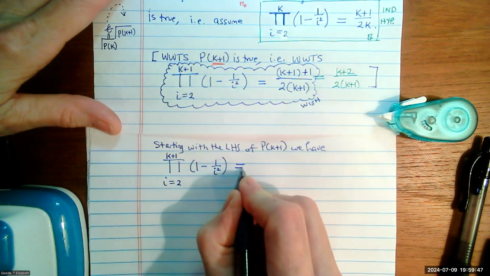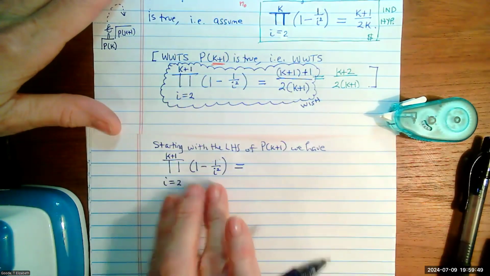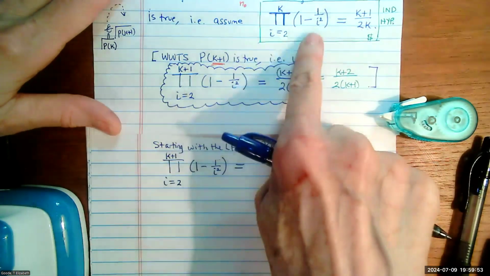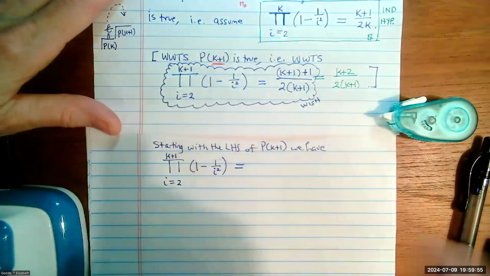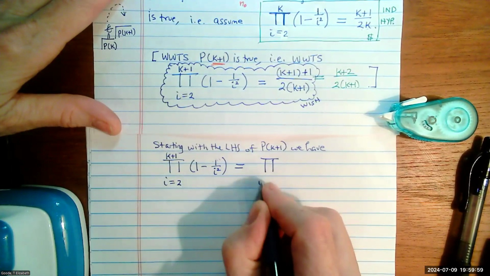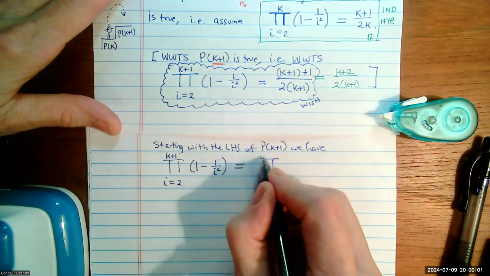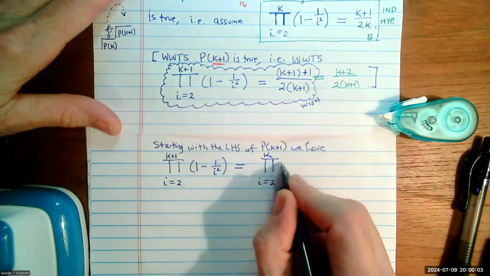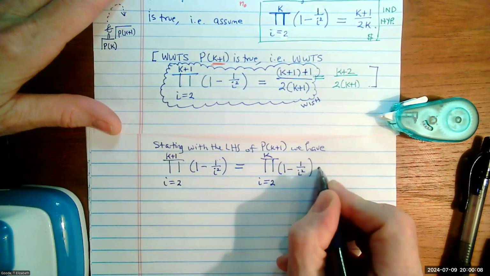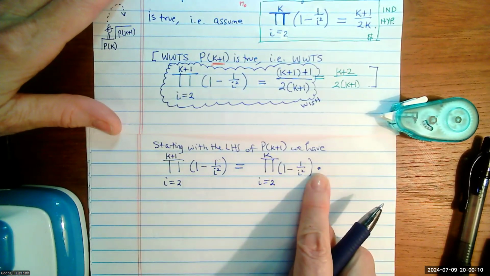All right, so now we're going to just say, okay, this is what we've got. We want to use this. How do we get this from this? Of course, that's where we separate off the k plus first factor. So this is the product from i equals 2 to k of 1 minus 1 over i squared times, okay, it's a product, folks, not a sum.